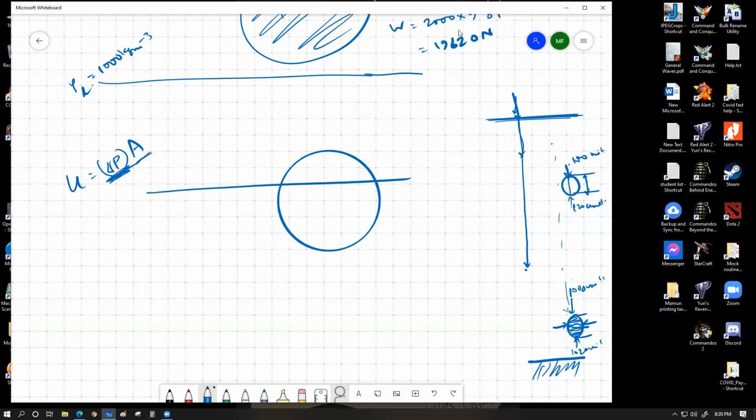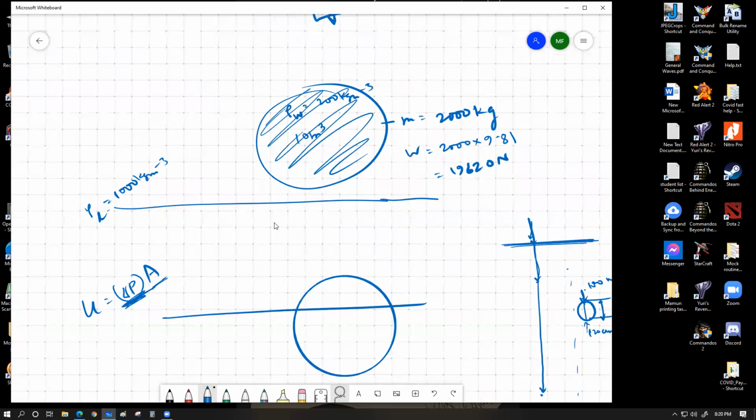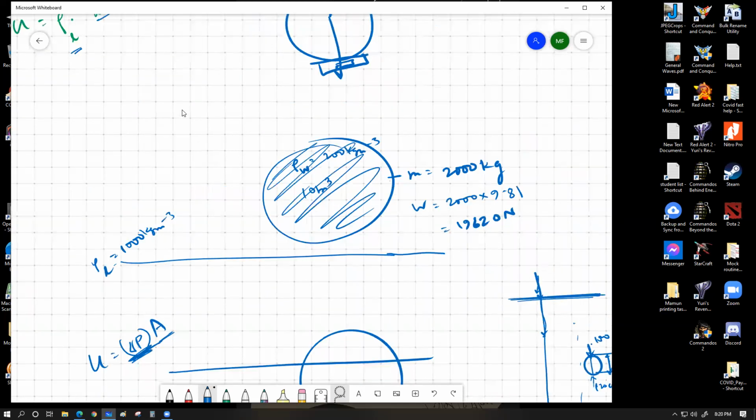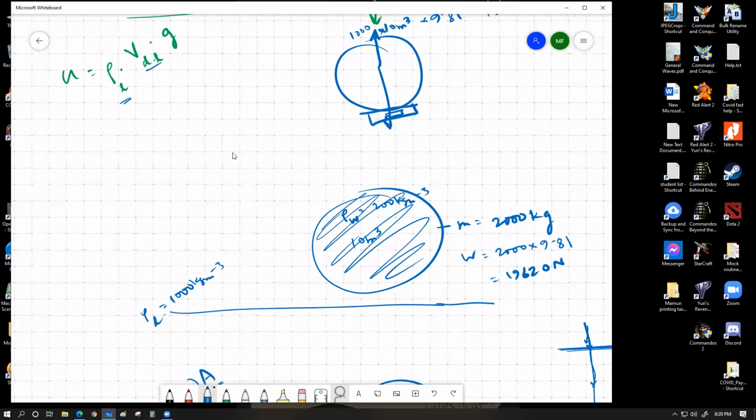This can significantly change if the liquid undergoes a significant volume or density variation, because upthrust is also given by the density of the liquid times the volume of the displaced liquid times g. The volume of the displaced liquid is pretty much equal to the object's volume whenever we consider complete submersion.